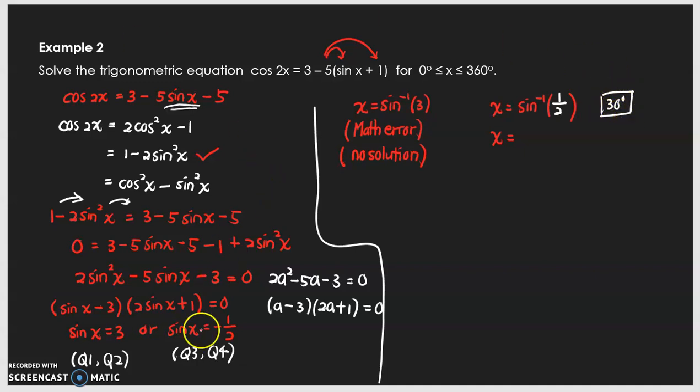But the answer that we need is quadrant 3 and quadrant 4. For quadrant 3, we are using 180 plus 30. And quadrant 4 is 360 degrees minus 30 degrees. So x will be equal to 210 degrees, and here is 330 degrees. So here is the answer.